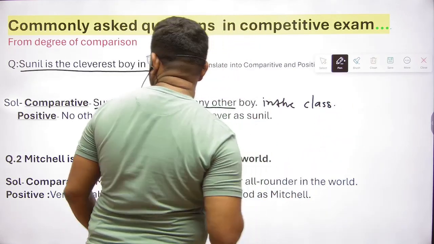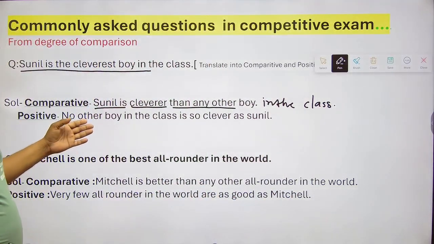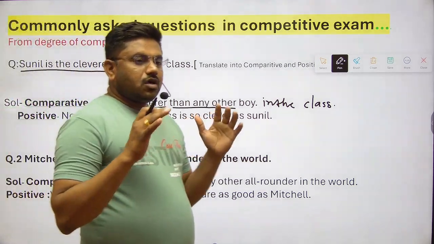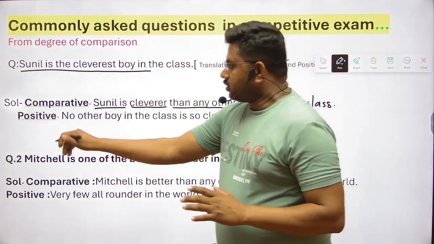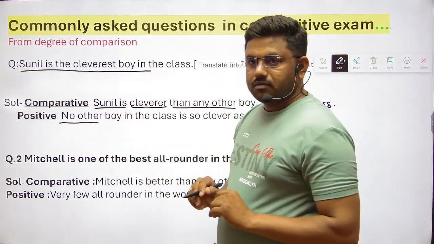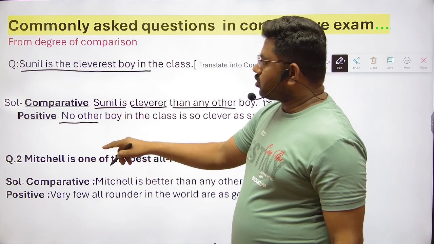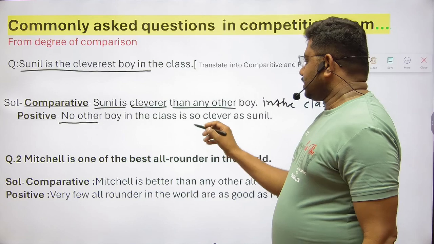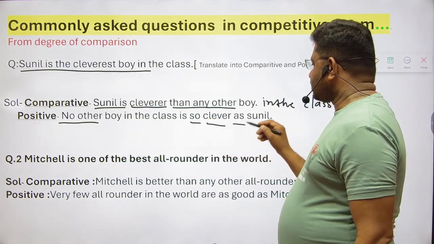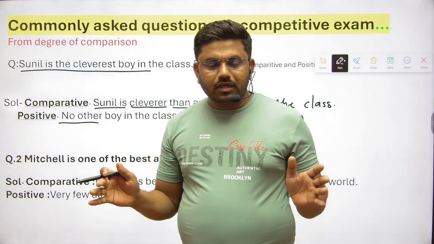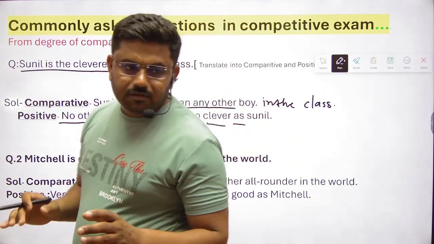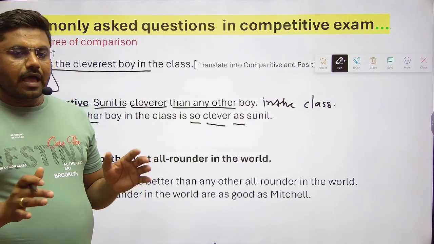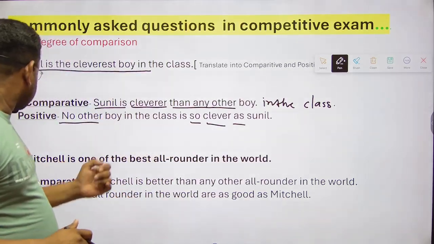Now next, what we get in positive degree: we have to start with the words "no other". If you want to change comparative to positive or superlative to positive, then: no other boy in the class is so clever as Sunil. This is the positive degree.